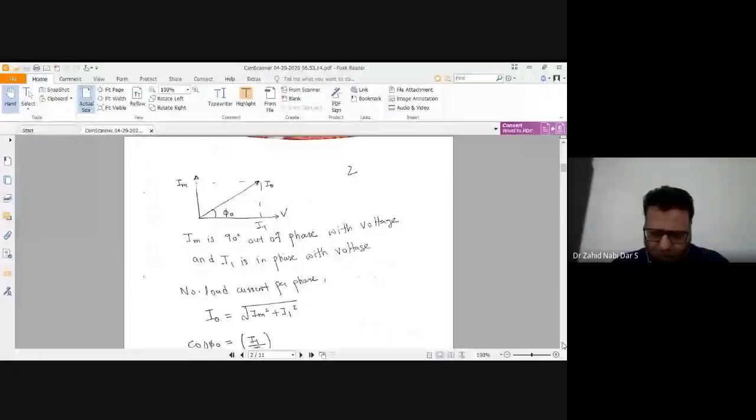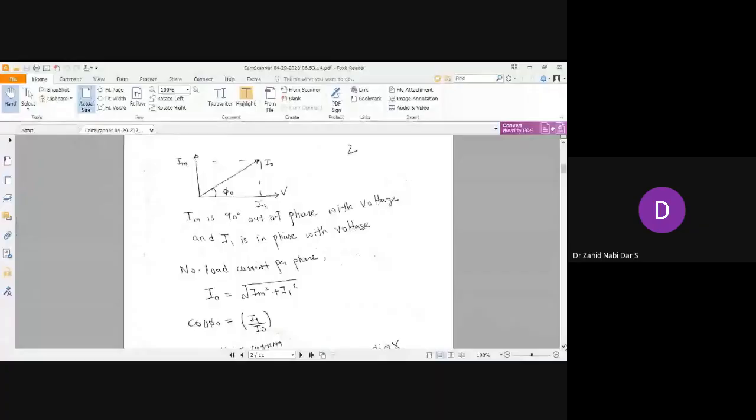So again, you have seen your magnetizing current and your core loss current, and I think you did not have any doubt because it's very elementary, 10th class. So this is I naught, and core loss current was I naught squared equals Im squared plus I1 squared. Here also you can write cos phi naught as I1 by I naught. Again, you have the magnetizing current.